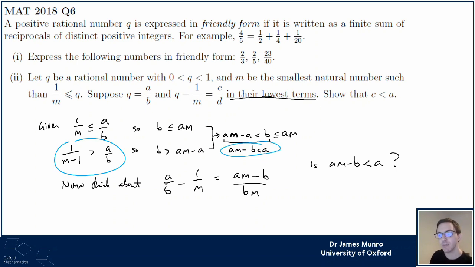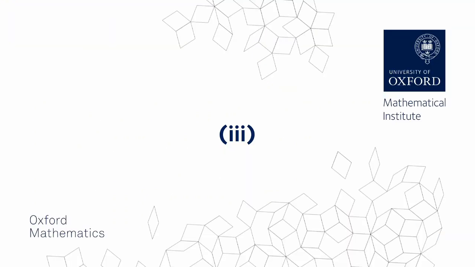That's important because then when I subtract 1 over m from a over b, I get this new fraction. The numerator in this new fraction is am minus b, which is smaller than a, and then c is going to be less than or equal to am minus b, because I'm going to write this in lowest possible terms. It can't get worse than this. I'm going to take out some common factor from top and bottom. c will be less than or equal to am minus b, which is less than a. I suppose c could be equal to am minus b. But c is going to be smaller than a. Okay, great. I've shown the thing that I was asked to show.